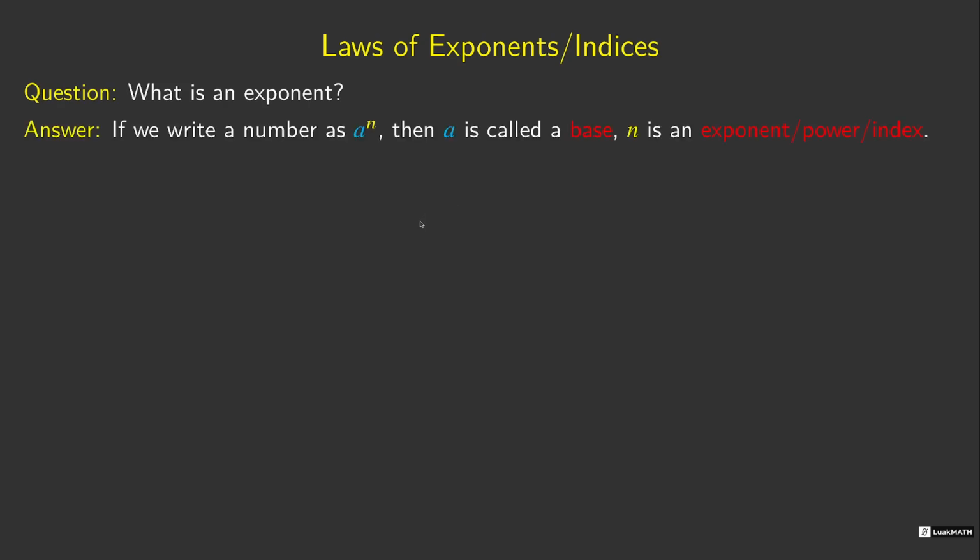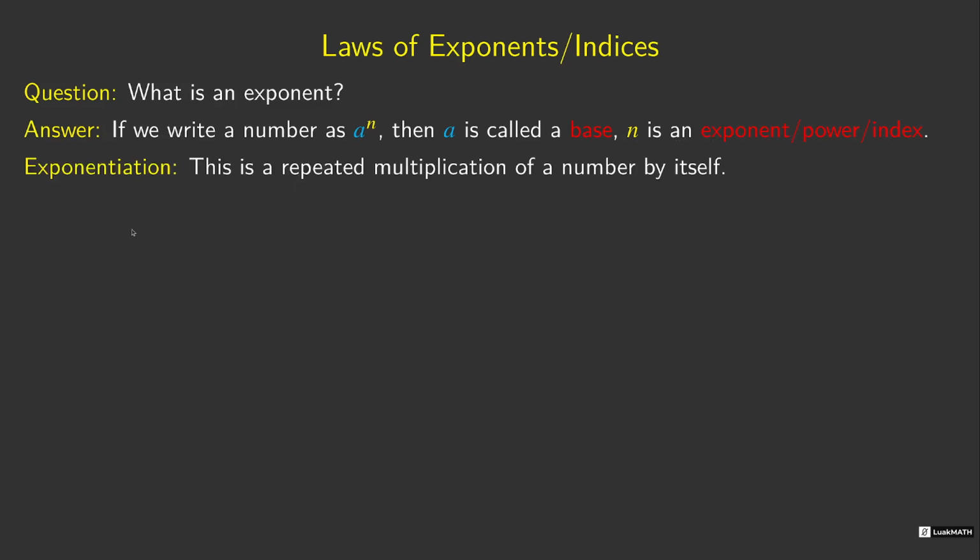So if we write a number as a to the n, we call a the base, and n we call the exponent, or power, or index. These three mean the same thing. So when we have a to the n, a is the base, n is the exponent. Now there's also another term, exponentiation. What is it? This is essentially a repeated multiplication of a number by itself.